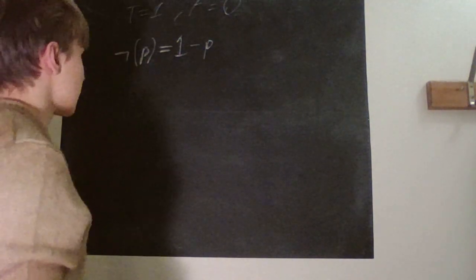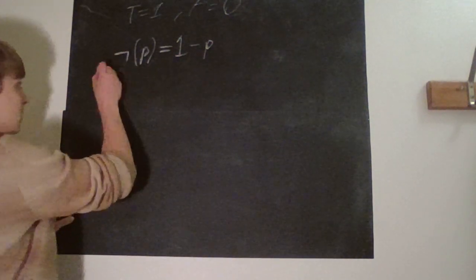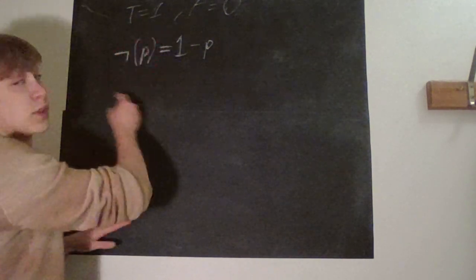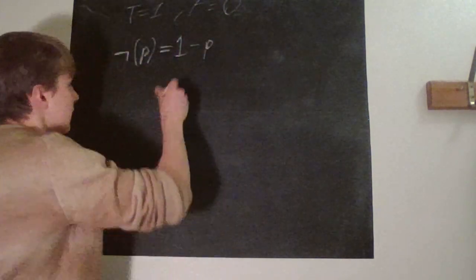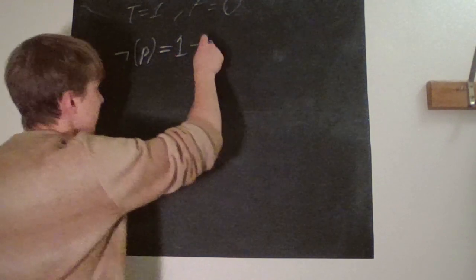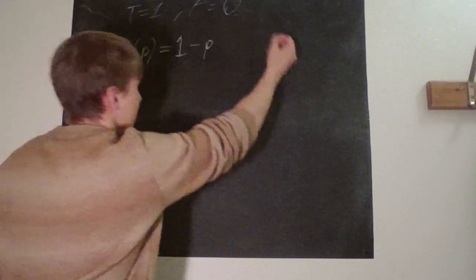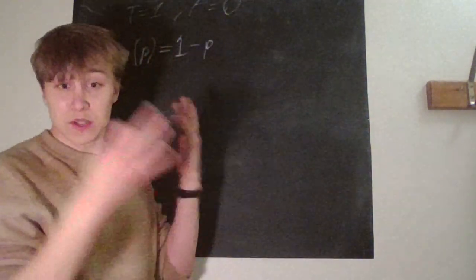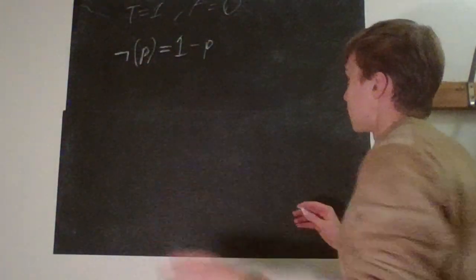And then for fun, we could think about what happens if we take the negation of the negation of p. Well, you just plug in 1 minus p here, so you get 1 minus (1 minus p), which is just p, which makes sense, because if you say "not" two times, it's the same thing. Okay, so that's the first one.